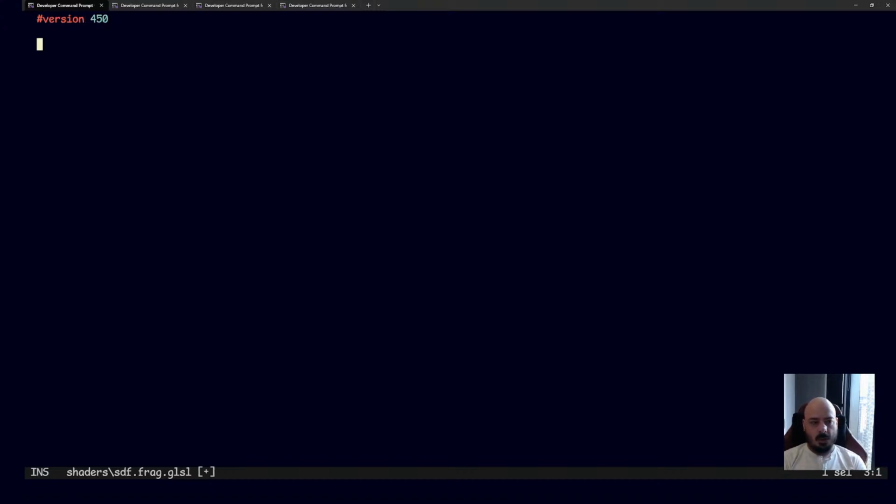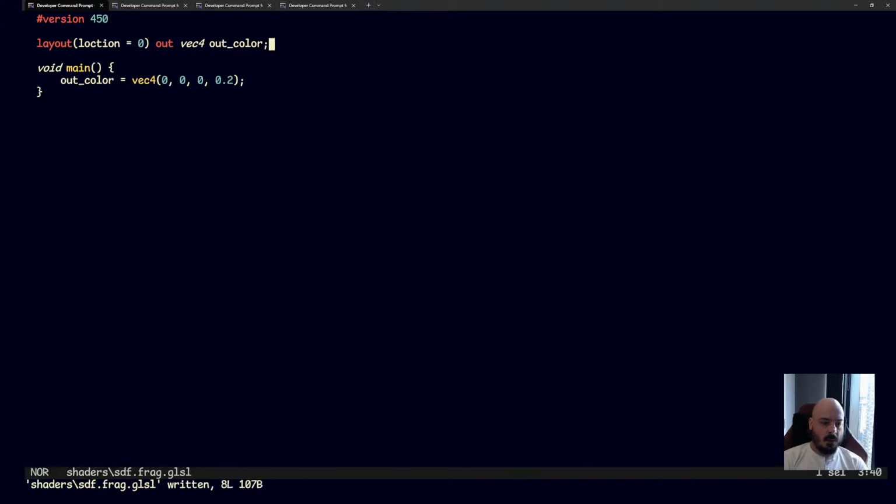Alright, so we're just going to replace this fragment shader with, well, not replace it. We're going to say out color is going to be 0.0000.2, which is just going to put a big dark rectangle over the screen, I guess, just for now. Layout location equals 0 out vec4 out color. All right.